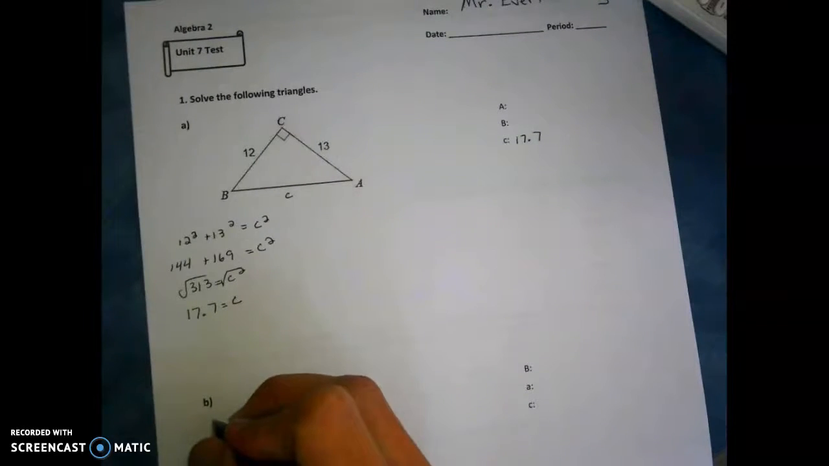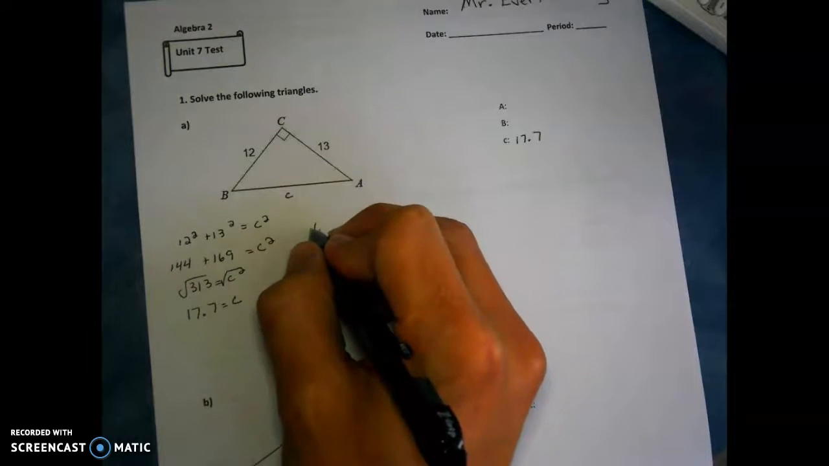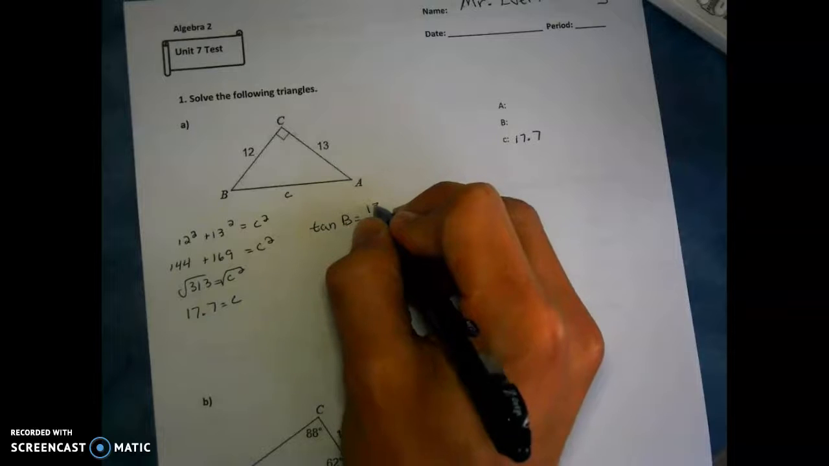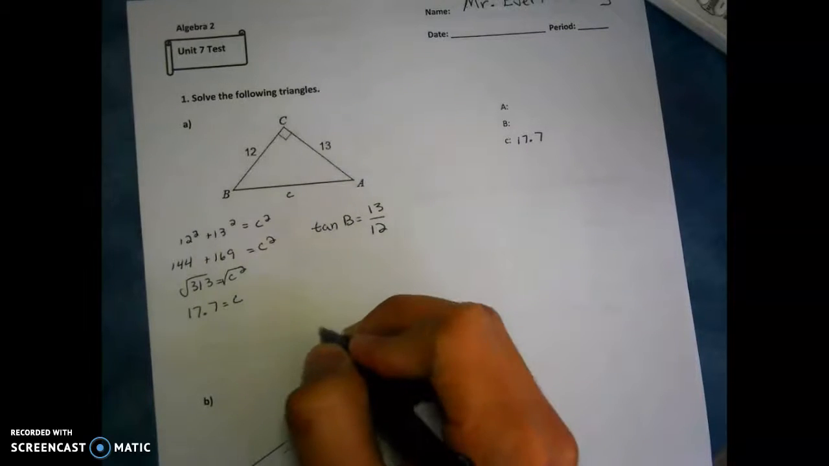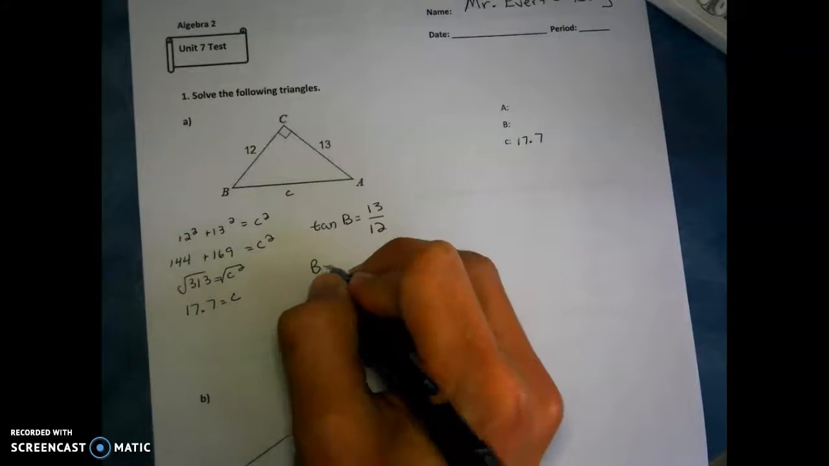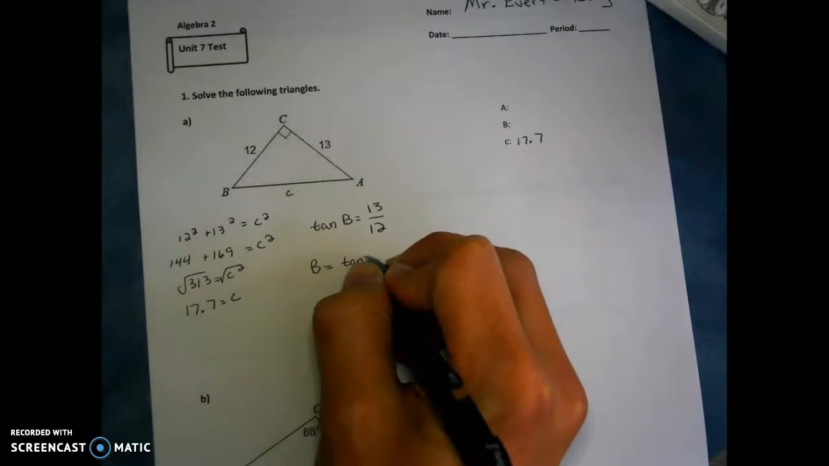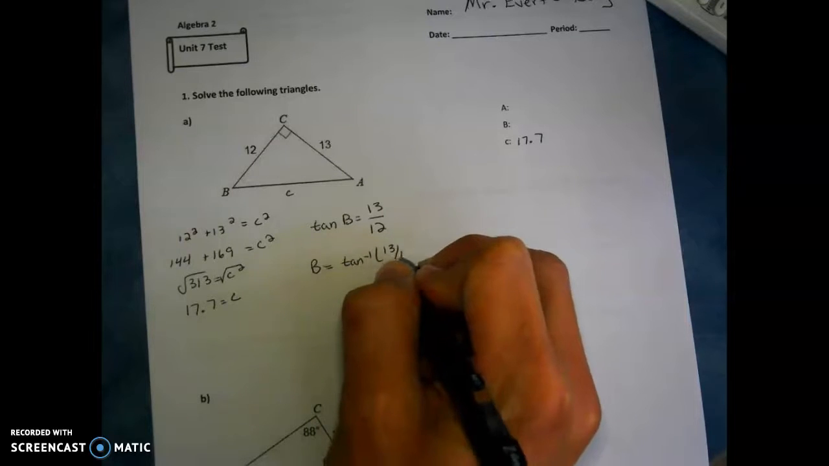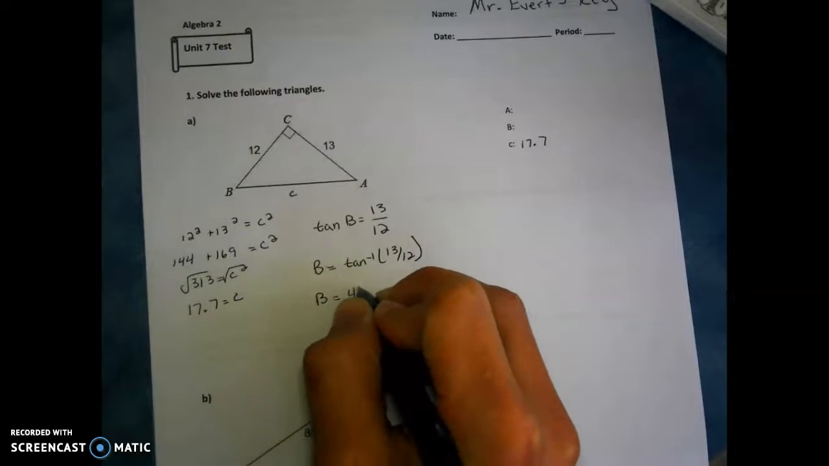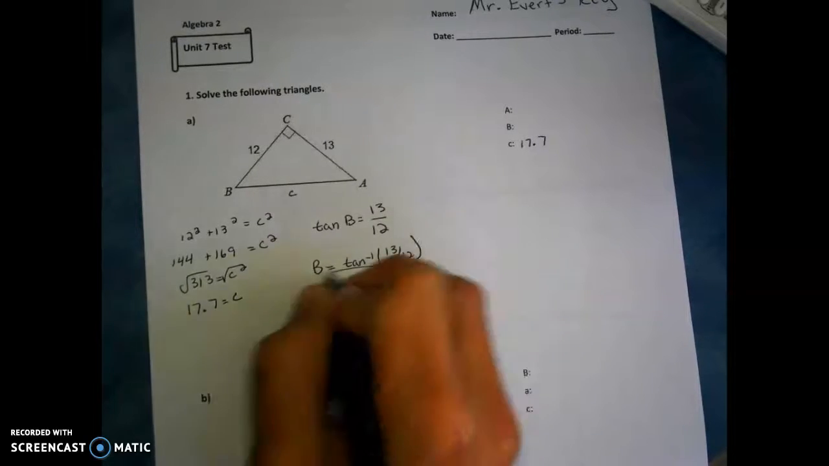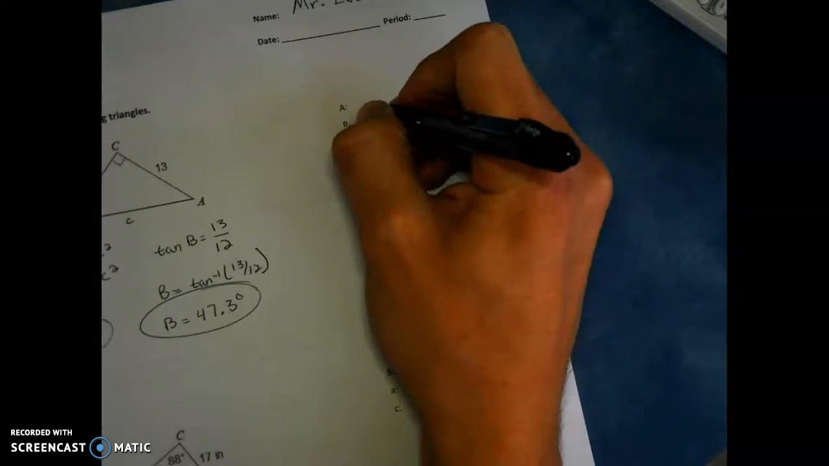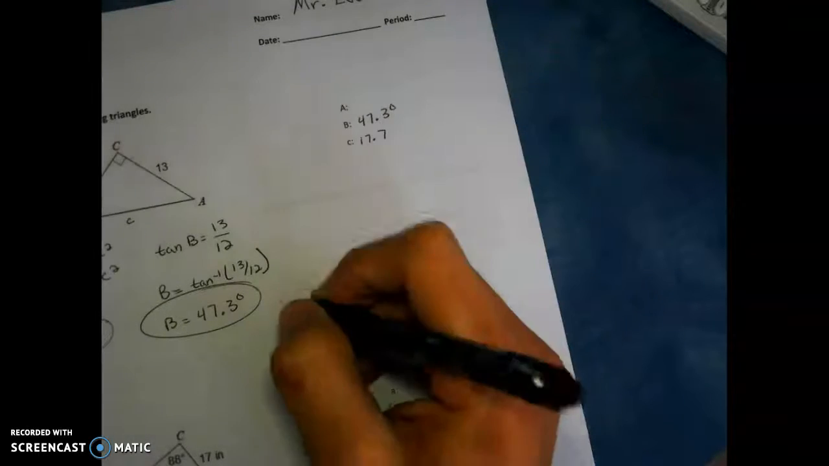Now to find these two angles, I'll start with angle B. We're going to have tangent of B is equal to opposite, which is 13, over adjacent, which is 12. Get B by itself using the inverse. So we have B is equal to the inverse tangent of 13 over 12. Plug that into your calculator, we get B is equal to 47.3 degrees. Okay, so B, we have 47.3 degrees.